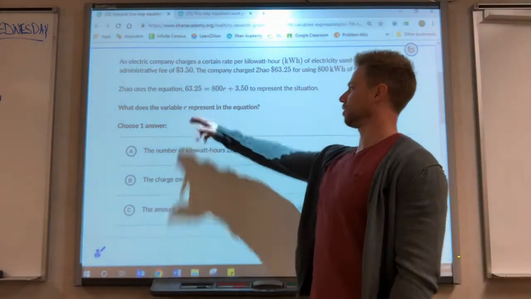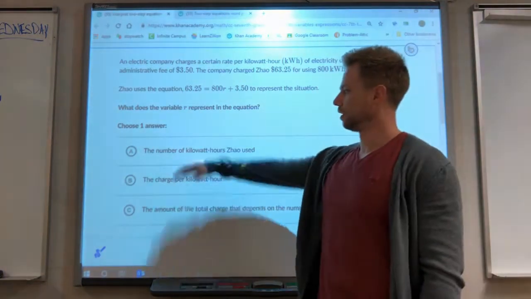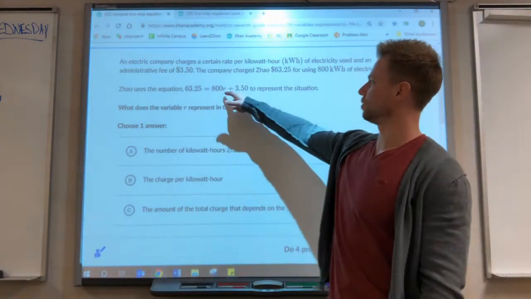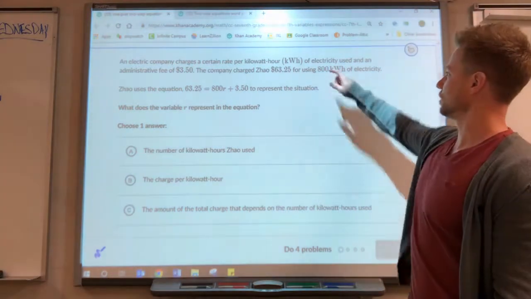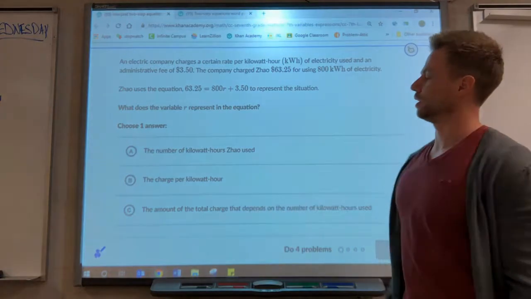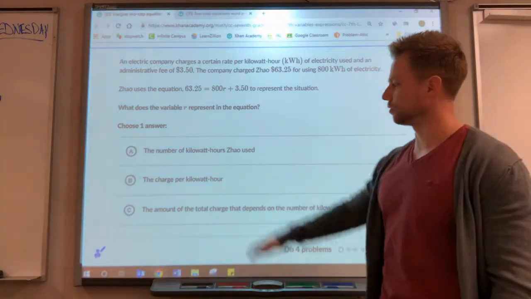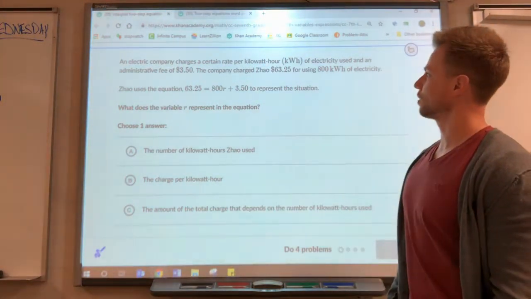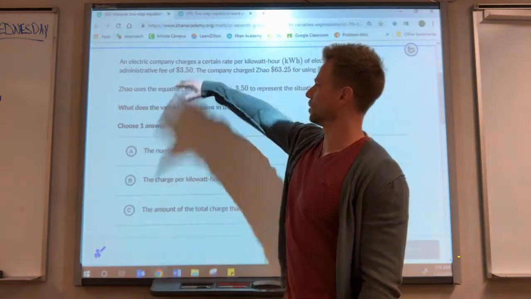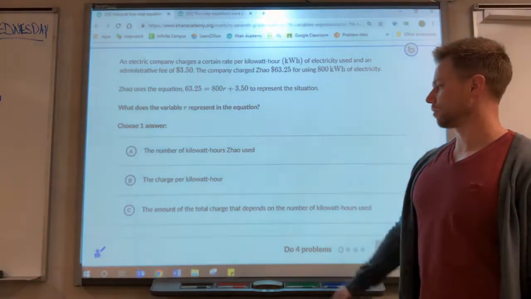What does the variable R represent in the situation? Okay, so it's multiple choice. It says the number of kilowatt hours he used. Is that what R represents? Well, they told us how many kilowatt hours he used, 800. So R wouldn't be 800, or it wouldn't be the kilowatt hours because we already know that's 800. The charge per kilowatt hour, they did not tell us that. They told us an administrative fee of $3.50, but they didn't tell us what it was per hour.